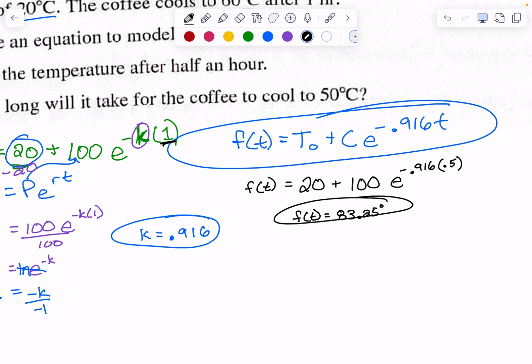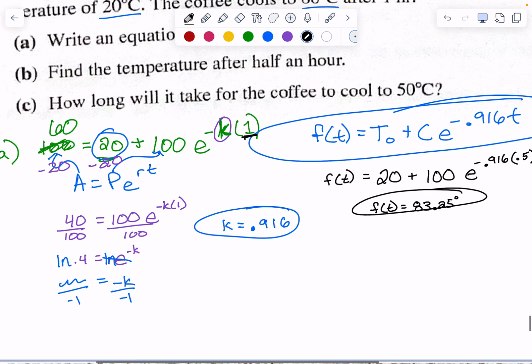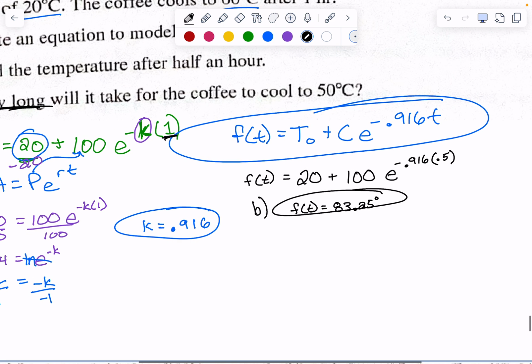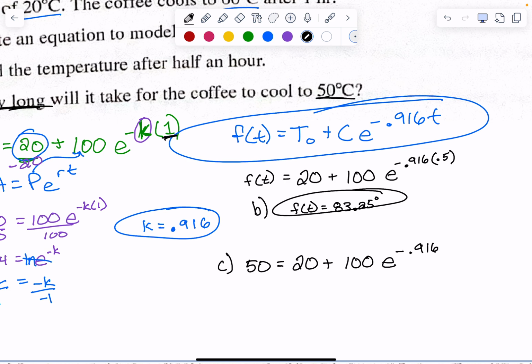Okay, sounds good. Okay, that was B. Now, how long will it take for it to reach 50? That means we're solving for time. So where does 50 go in? The final. Final is 50. Ambient temperature was 20. 100 goes here. E to the negative 0.916, but we're solving for T.